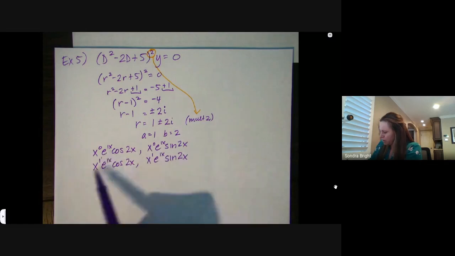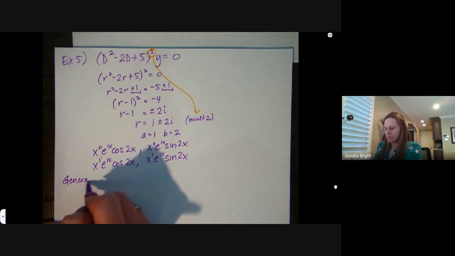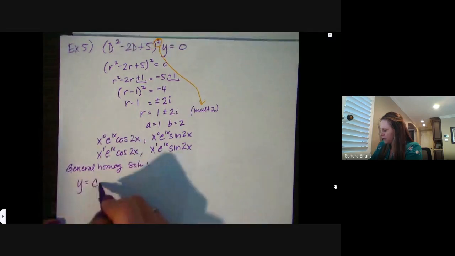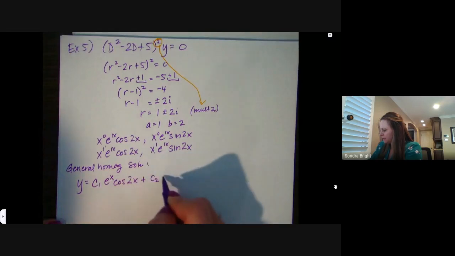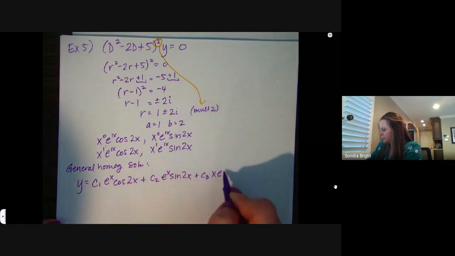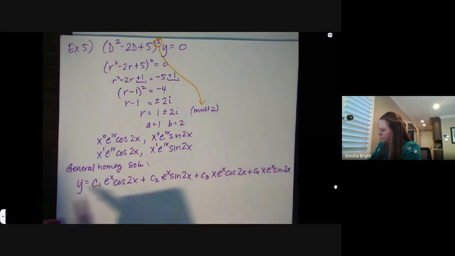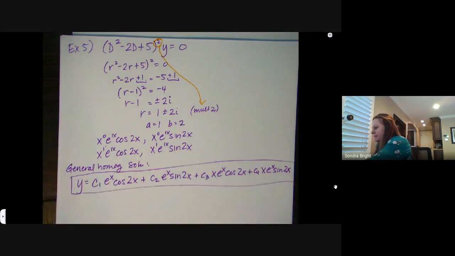So the general homogeneous solution is y equals c1 e to the x cosine of 2x plus c2 e to the x sine of 2x plus c3 x e to the x cosine of 2x plus c4 x e to the x sine of 2x. Looks good to me. All right.